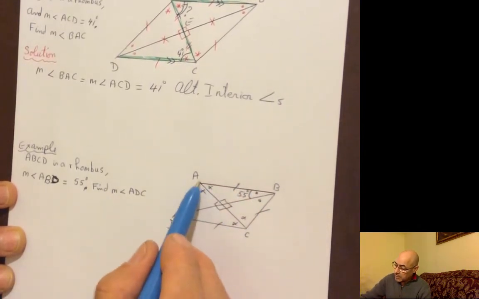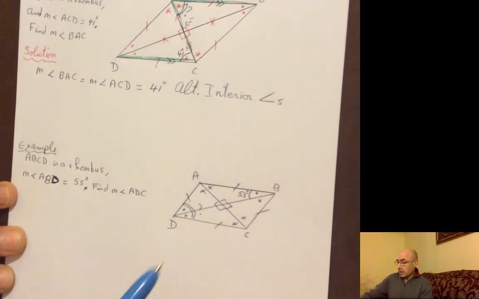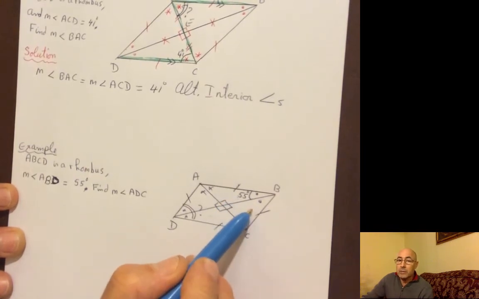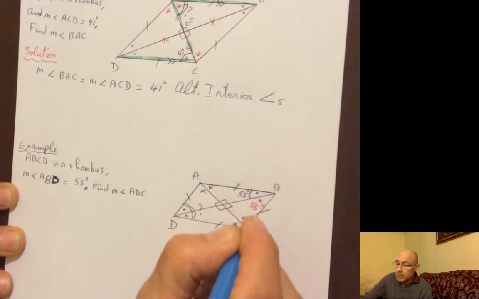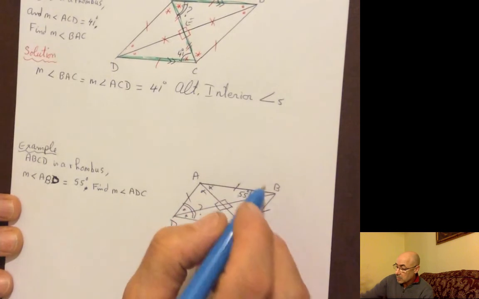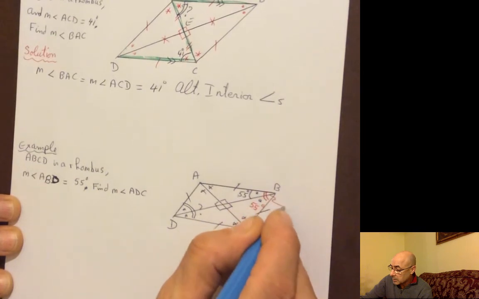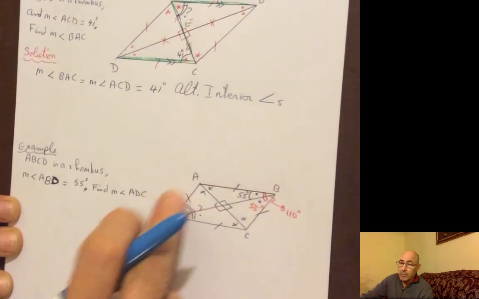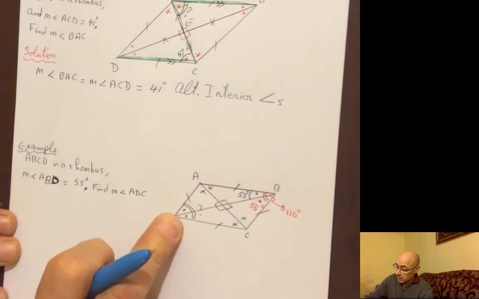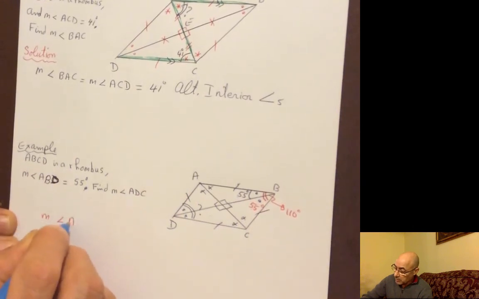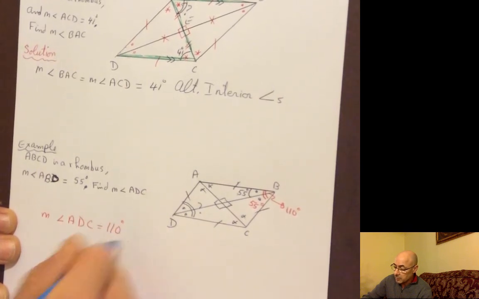Find the measure of angle ADC. So what is this angle? Now if this is 55 degrees, then the other half is also 55 degrees, properties of a rhombus. So now 55 plus 55, this whole big angle is going to be 110 degrees. But this is originally a parallelogram, so the opposite angles are congruent. If this is 110, then this angle is also 110. So the measure of angle ADC equals 110 degrees. These are the two examples.